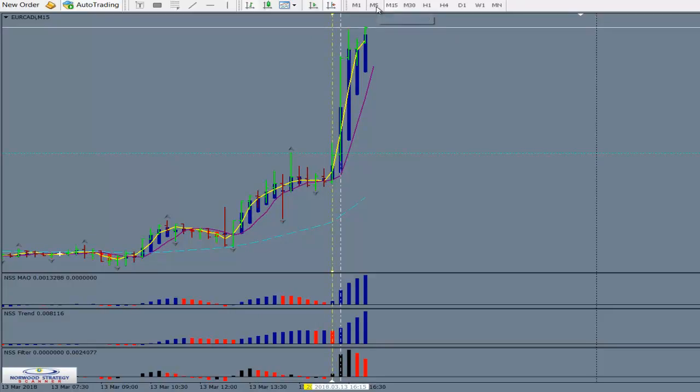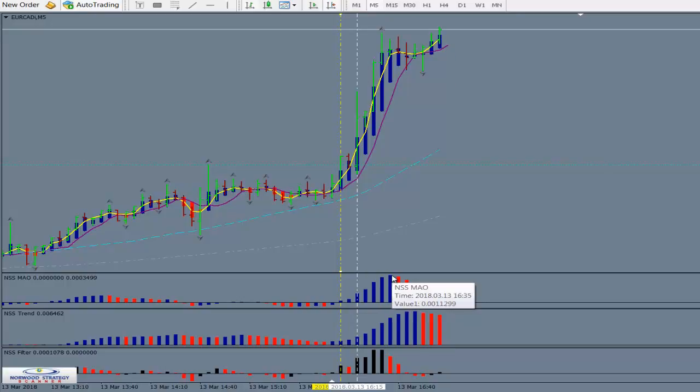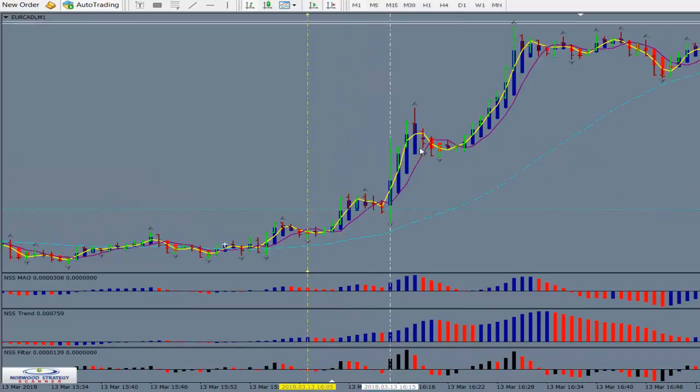Now we go to the 5-minute. The key to the 5-minute is making sure that they're both on the same side. That's going to be your high probability. And then you go to the 1-minute and you look for saddles or double saddles. There you have it.